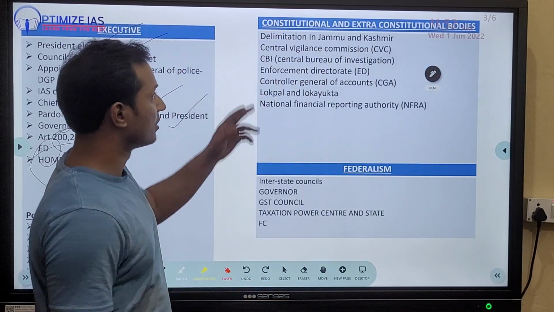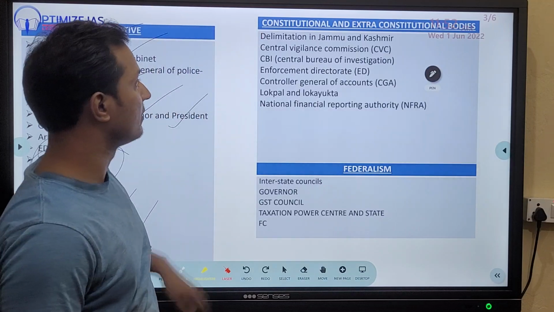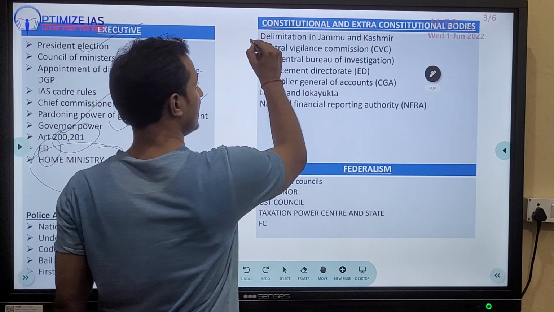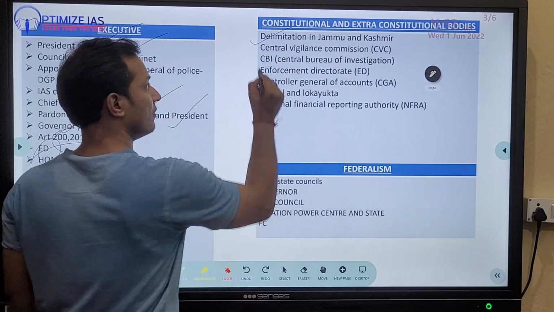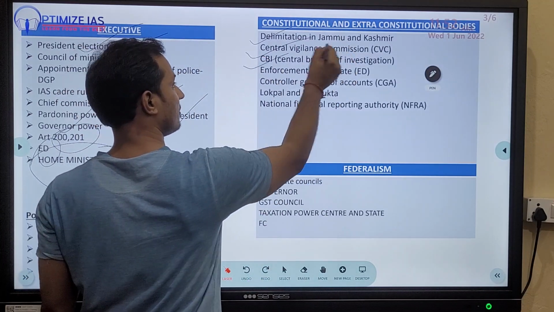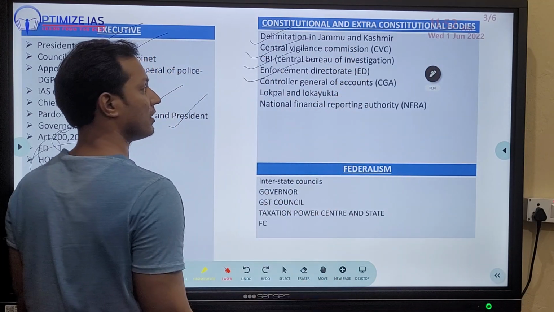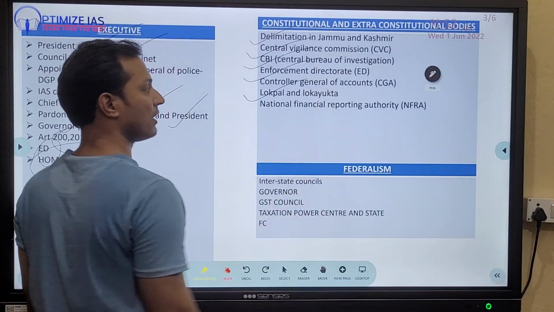Then coming to the constitutional and extra-constitutional bodies, here we see Delimitation Commission is very important. Vigilance Commission is very important. CBI is very important. Enforcement Directorate is very important. Lokpal and Lok Ayukta is very important.